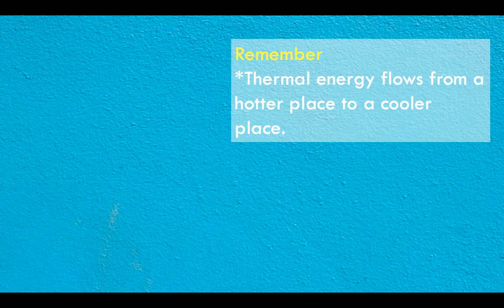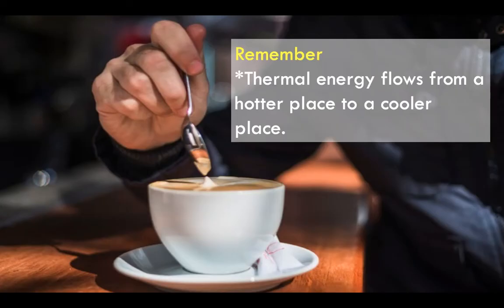Remember, the thermal energy flows from a hotter place to a cooler place. Let's try to figure it out by drawing arrows on this picture to show the transfer of heat. Can you tell where should we start to draw an arrow? Alright, we have to draw an arrow first on the coffee. Then, draw another arrow on the spoon. Since the coffee is hotter than the spoon, the heat flows from the coffee to the spoon.